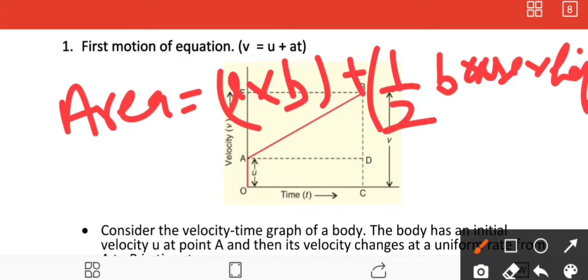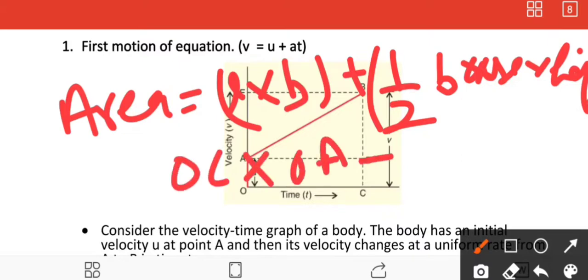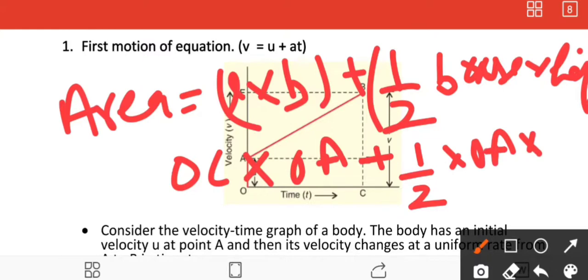Right, so if you do this, for what length will be here OC, that is time, and breadth is OA, that is u, plus half base is AD, which is equal to OA again, and height will be BD, and we know very well BD is V minus U. हमने वो पहले ही कर लिया था.